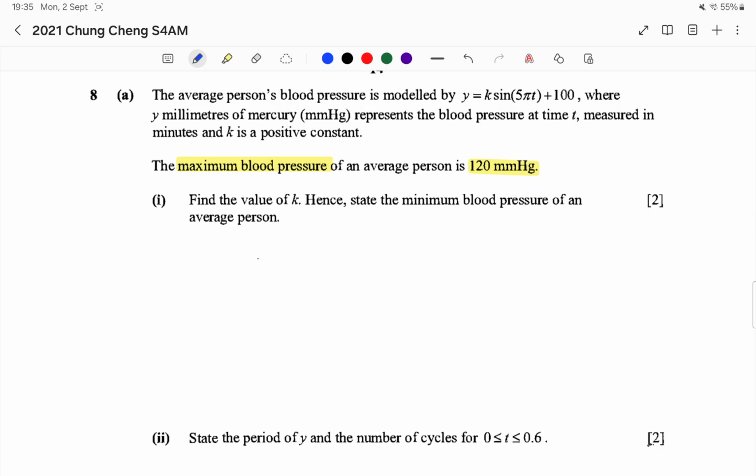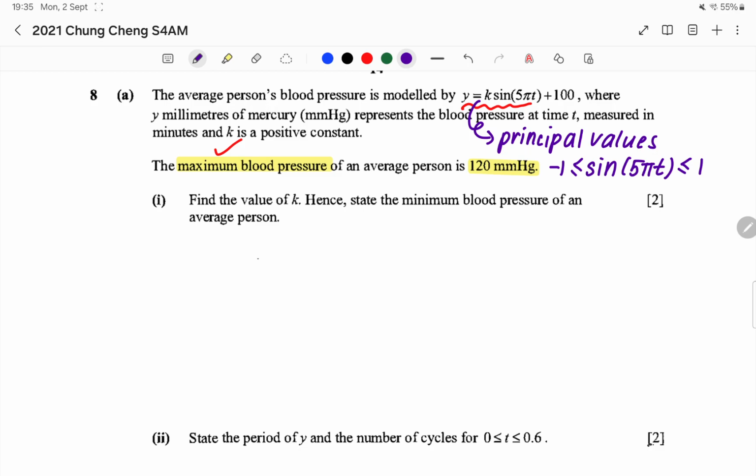So we're given this Y. What this means is that maximum, the keyword is maximum. When you have this type of Trigo graph and they ask you for minimum or maximum, you need to immediately think of this concept of principal values, of which sine lies between -1 and 1 inclusive, where -1 is your minimum and +1 is your maximum bound.